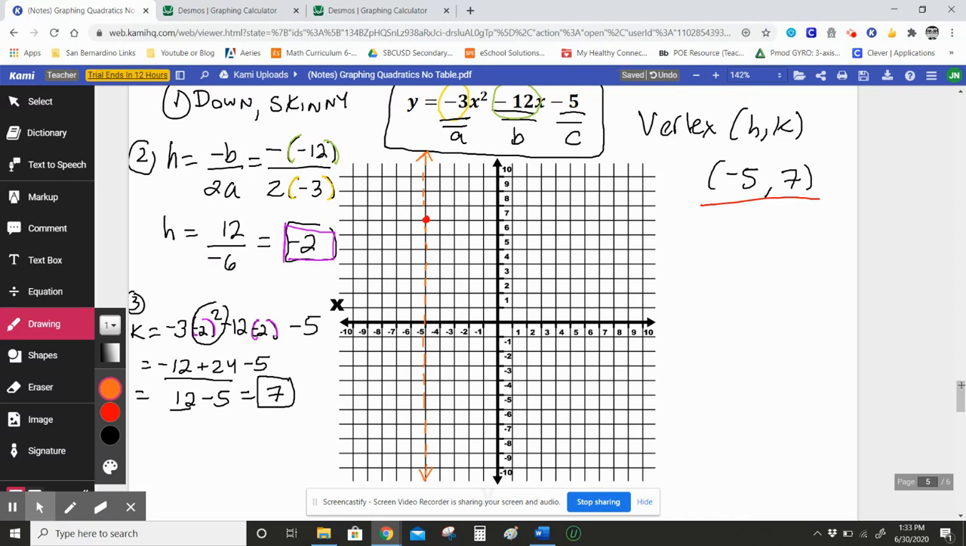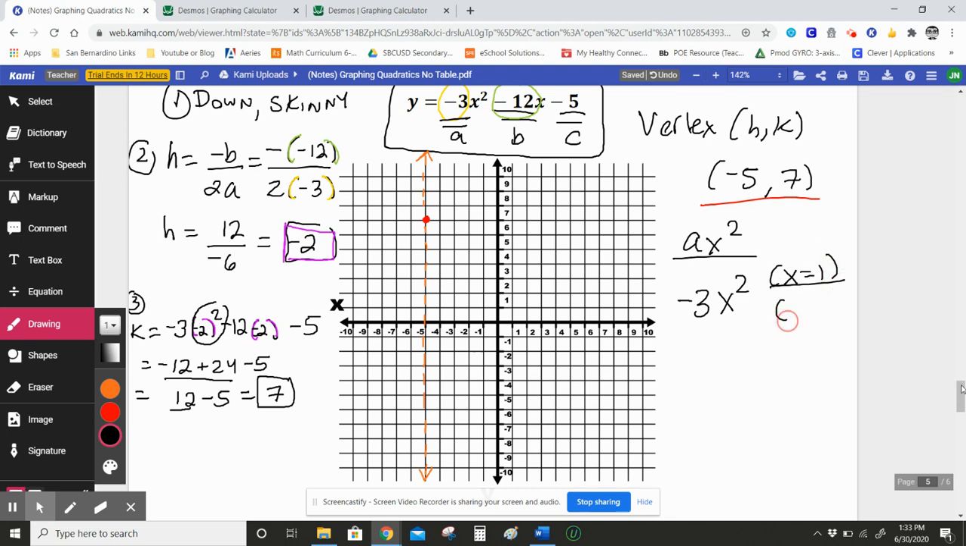But here we go. Finally, we need 2 more points. So now I'm going to be looking at the first term, ax squared, which in this case is -3x squared. And I'm going to be plugging in x equals 1.